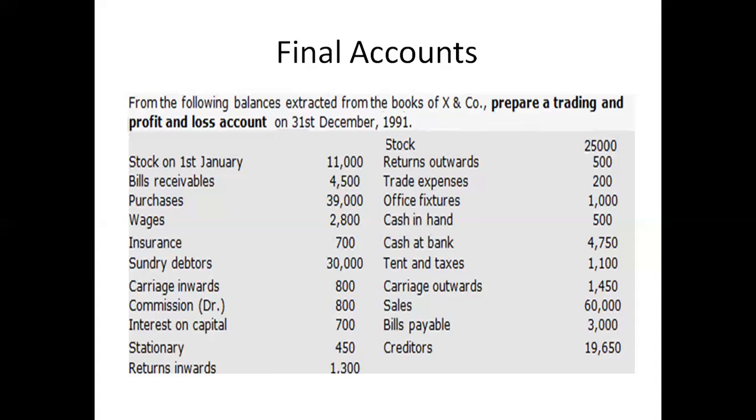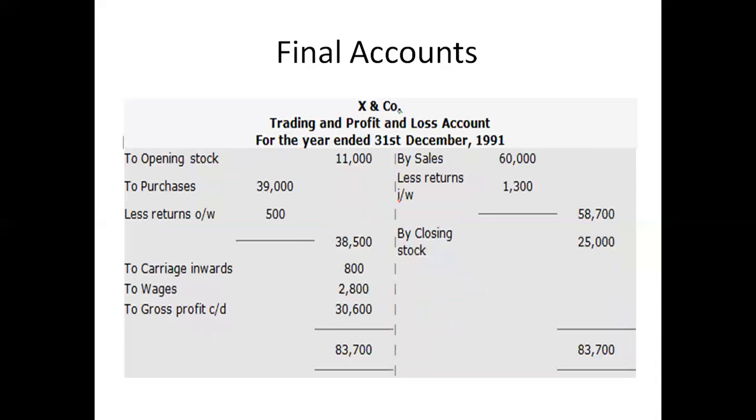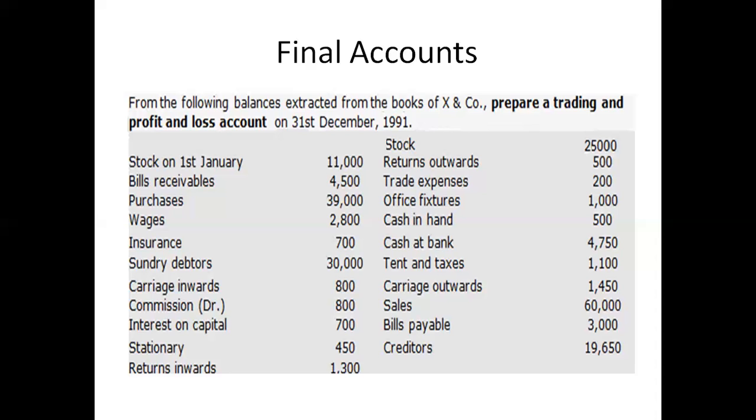Cash at bank is 4,750. Rent and taxes is 1,100. Carriage outwards is 1,450. Sales is 60,000. Bills payable is 3,000, and creditors is 19,650. Now you have the figures to opening stock 11,000.